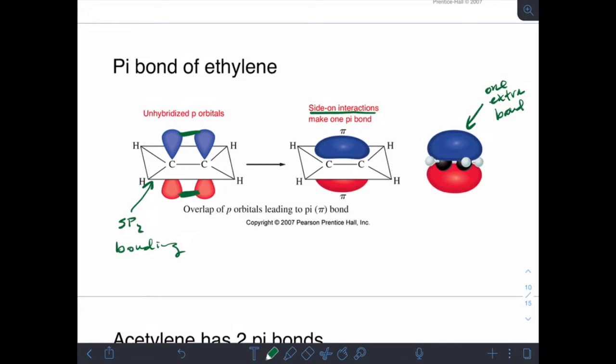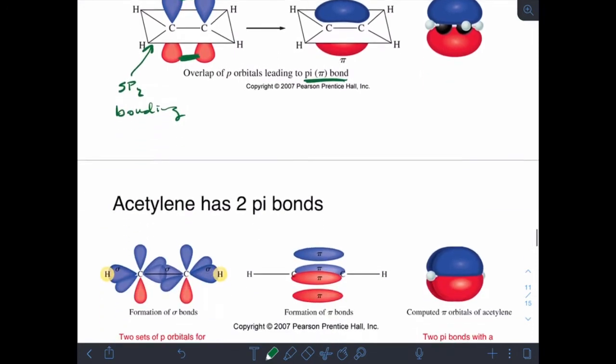Okay? Now it's kind of confusing, but you got to trust me on this: when you get that overlap above and below the plane, you get a single extra bond, and we call that a pi bond. It's the overlap of unhybridized p orbitals. That's why we want to keep track of how many unhybridized p orbitals there are, right? So let's take a look at something more complicated yet.